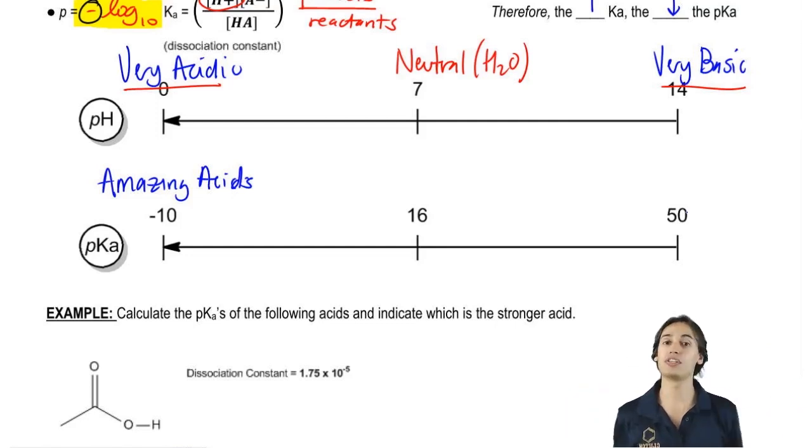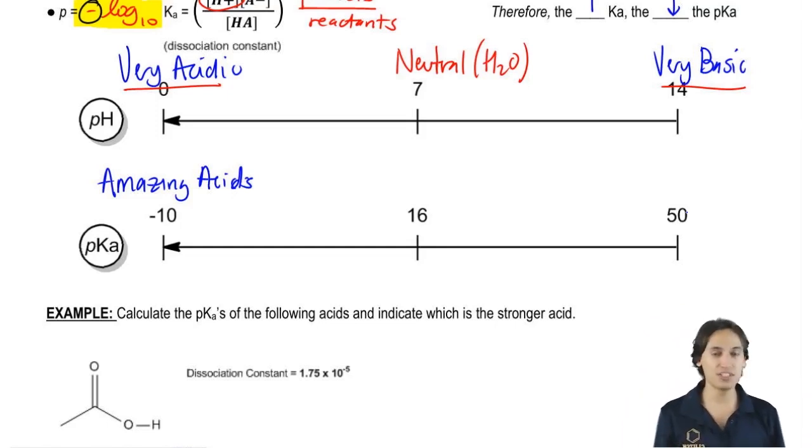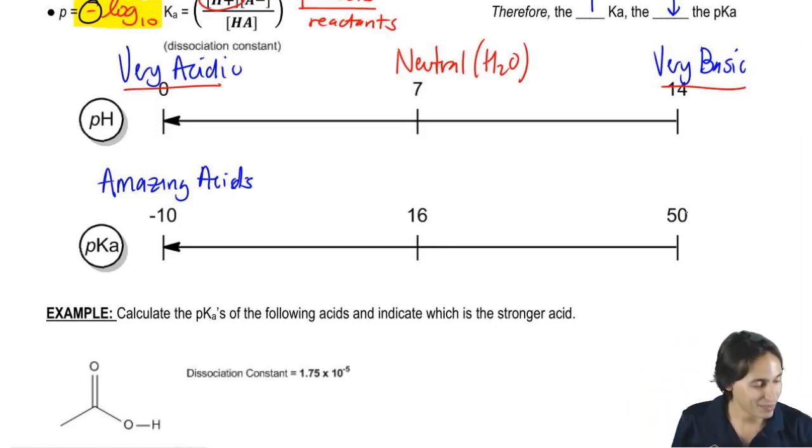So 50 would be about the same thing as me saying a really high number for pH. And what I'm wondering is, what do you think 50 means? Do you think that means that it's a very good base? And the answer is no. It has nothing to do with basicity, because remember, all we're trying to see is how likely it is to dissociate into an acid.